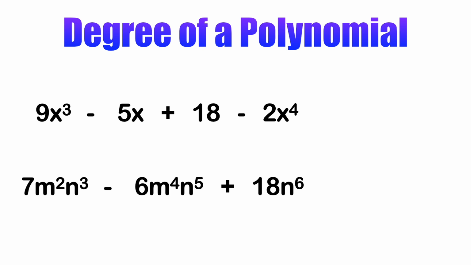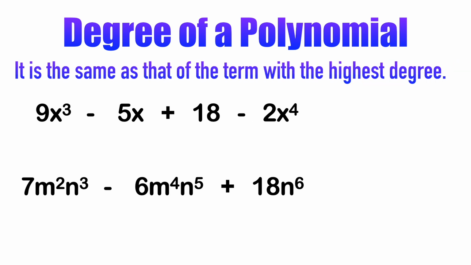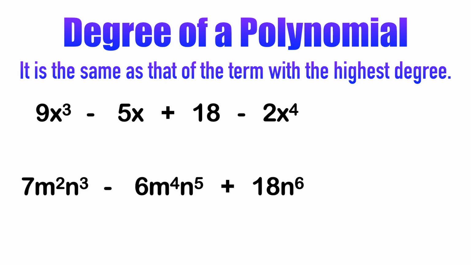So, ang degree ng polynomial na ito ay fourth degree. By the way, the degree of a polynomial is the same as that of the term with the highest degree. Kaya, ang degree ng first example ay fourth degree. Sa second example, ang highest degree ay yung second term. Ang degree niya ay 9th degree. So, yan ay nasa 9th degree.